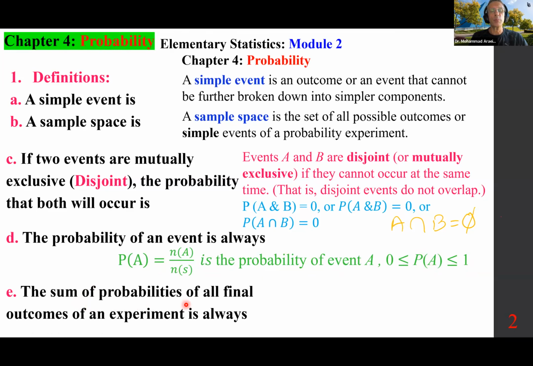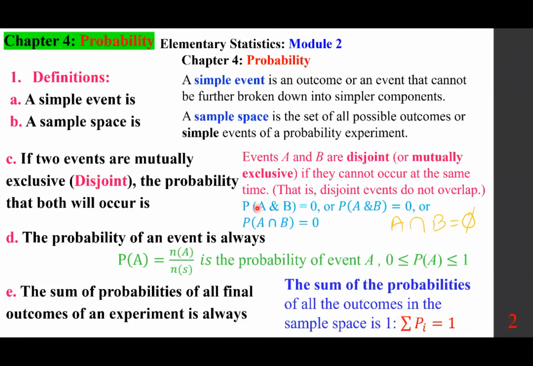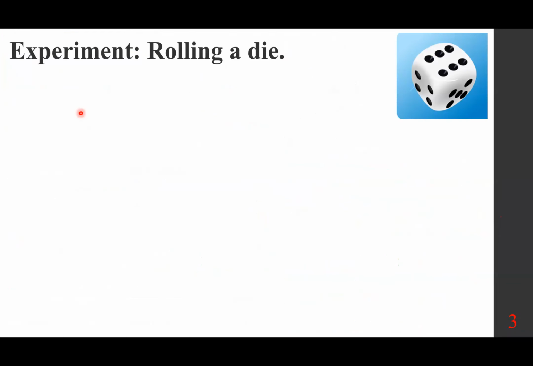The sum of probabilities of all final outcomes of an experiment is always 1. The sum of the probabilities of all outcomes in the sample space is 1. Summation of P sub i, that means the probabilities, is equal to 1. The only time it is not 1 is due to round off error. If we are changing an exact answer to a decimal representation, it may not add up to 1, but will be very close.